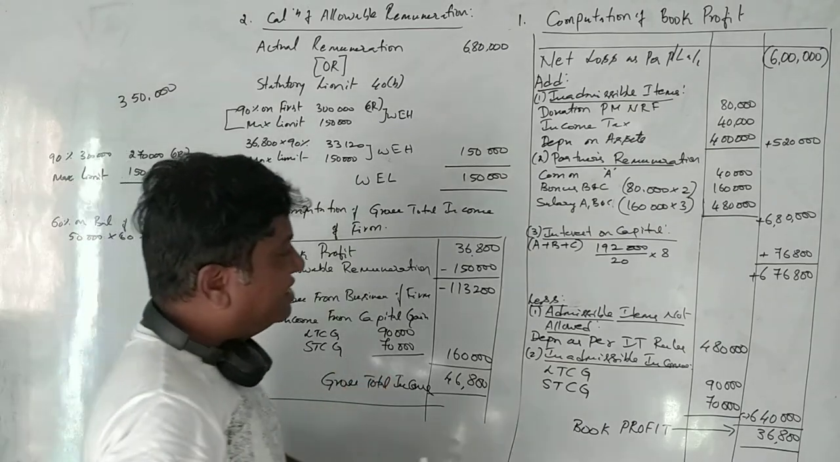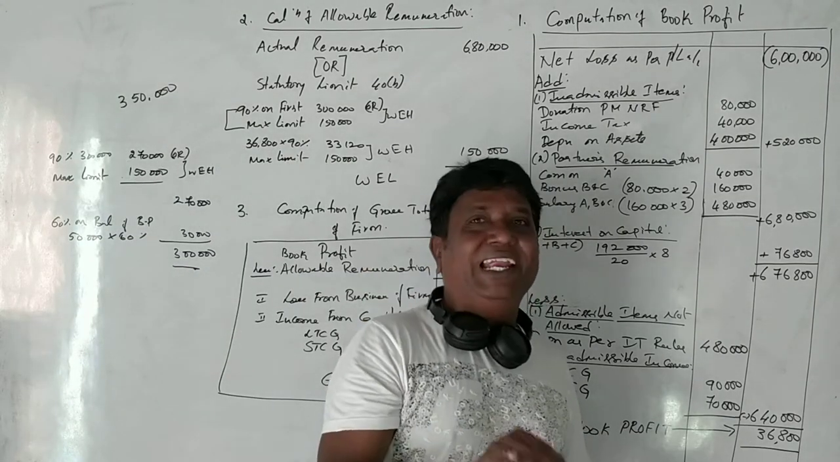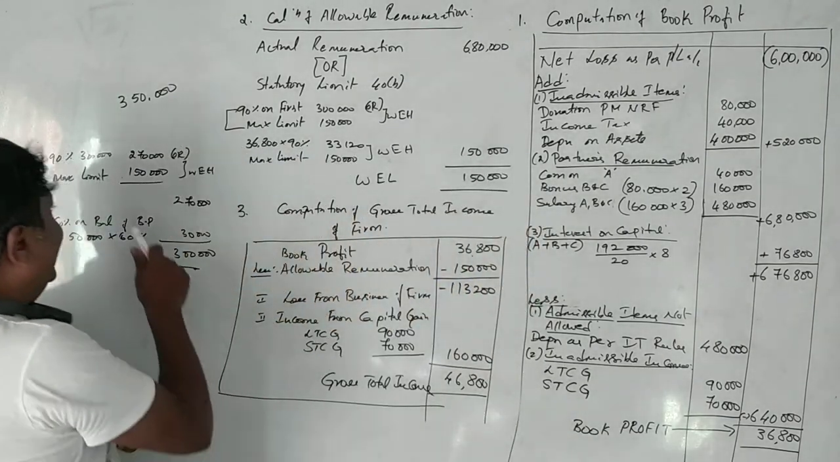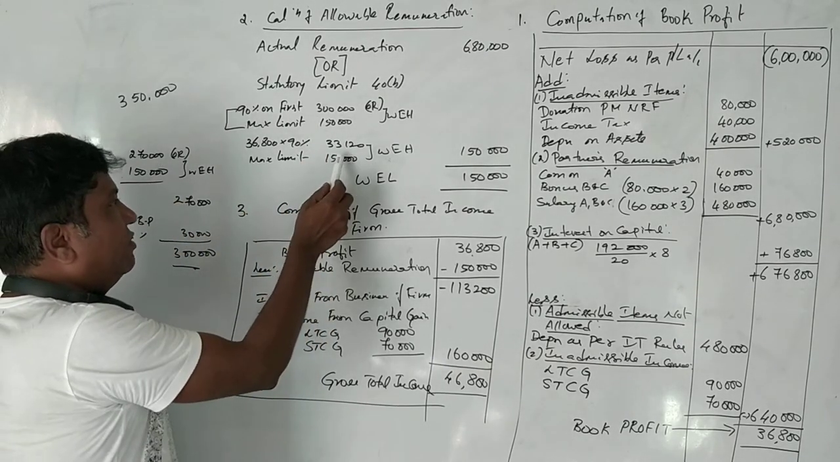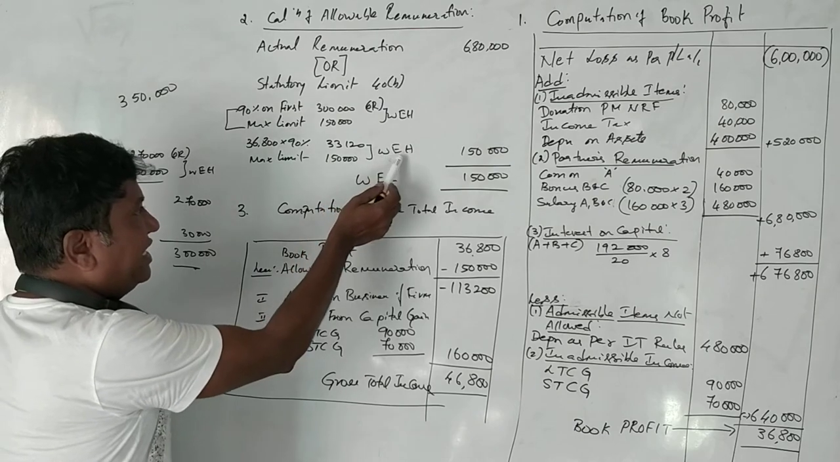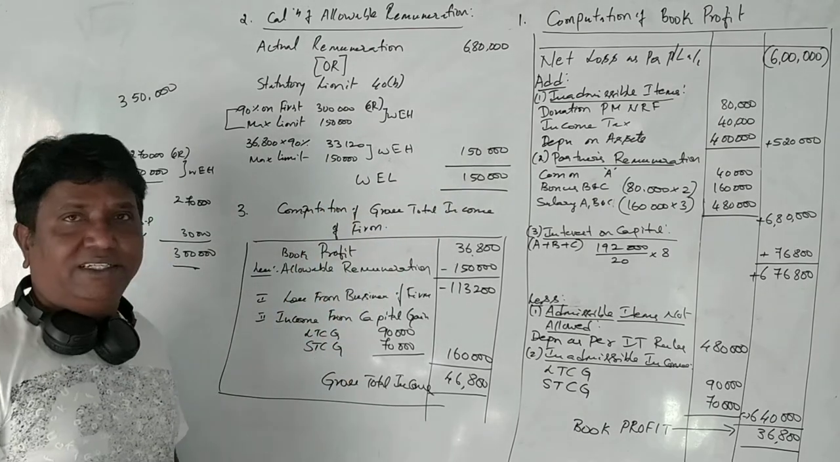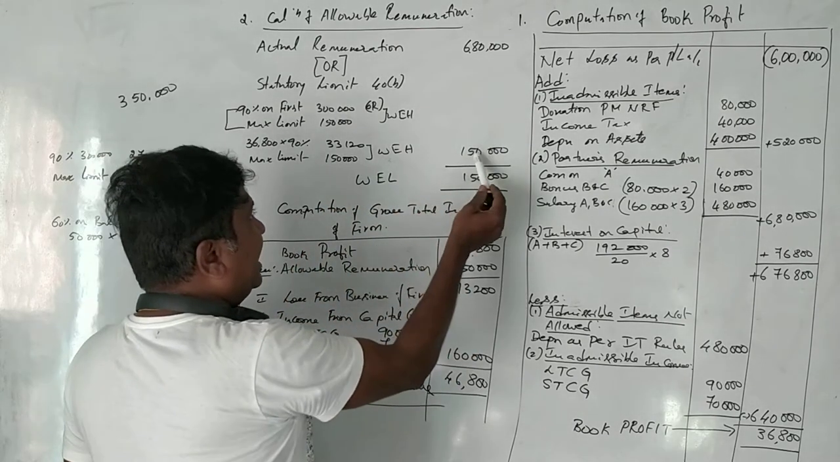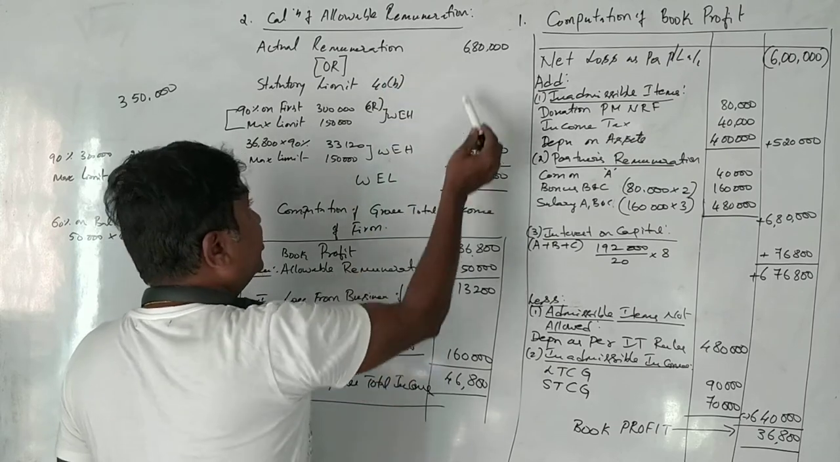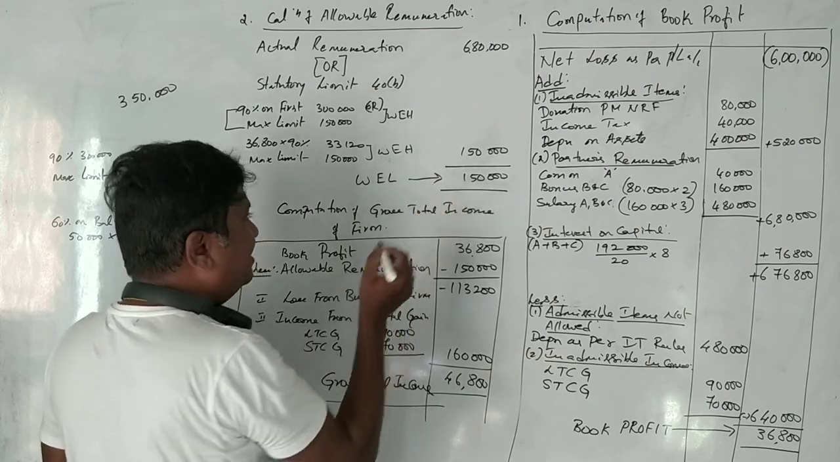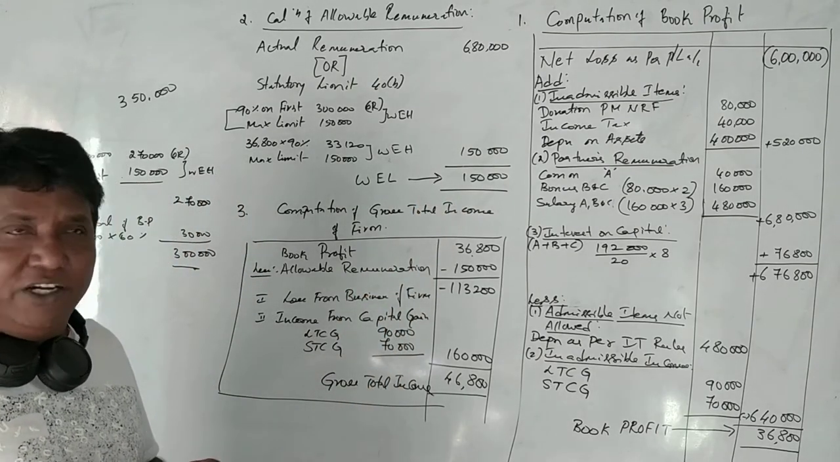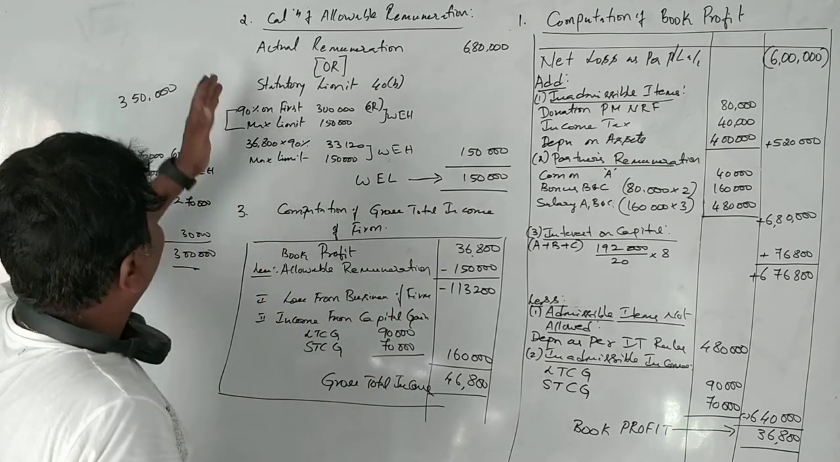But since the profit is below 3 lakh rupees, 90% comes to 33,120, or the maximum limit of 1,50,000, whichever is higher. 1,50,000 is higher. So from this 1,50,000 or the actual remuneration, whichever is lower, is allowable as partner's remuneration. Understood? Now this is the second step.